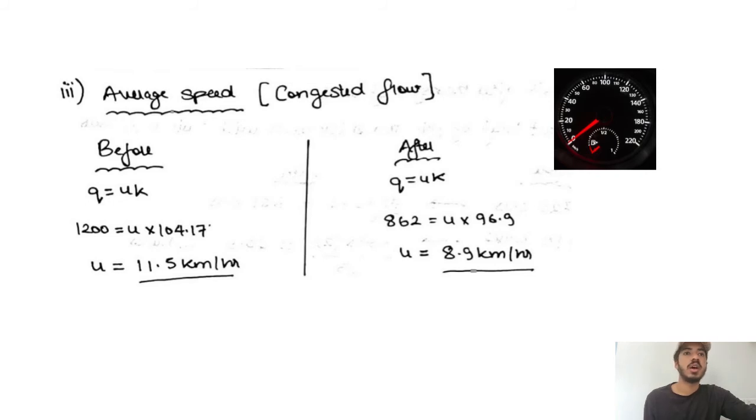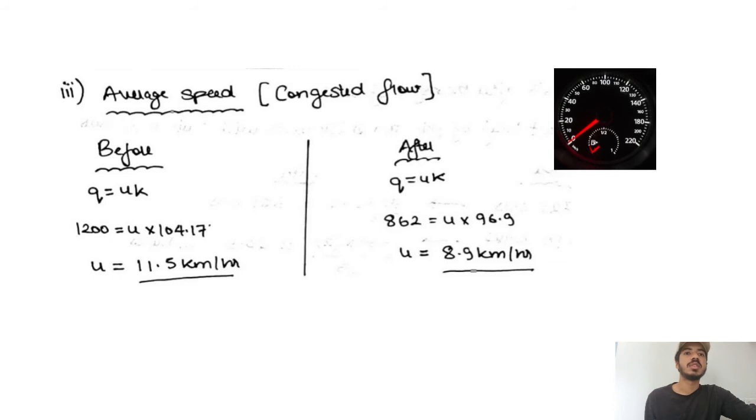On the other hand, after the transfer of vehicles, for this scenario, the new Q which we calculated was 862. Substituting that value as Q, U is unknown, and K can be substituted by the new density found from the new average spacing, which is 96.9 vehicles per kilometer. Based on this simple substitution, you can find U to be 8.9 km per hour.